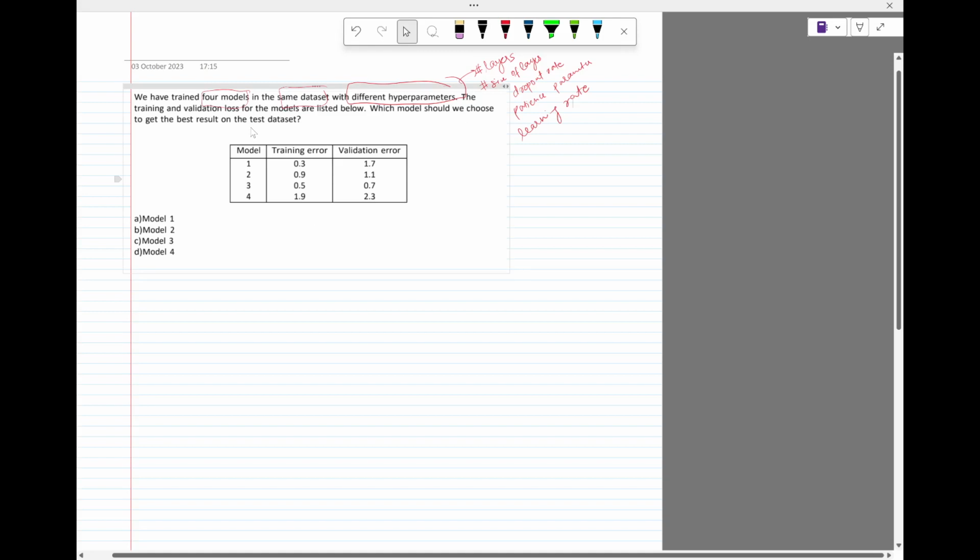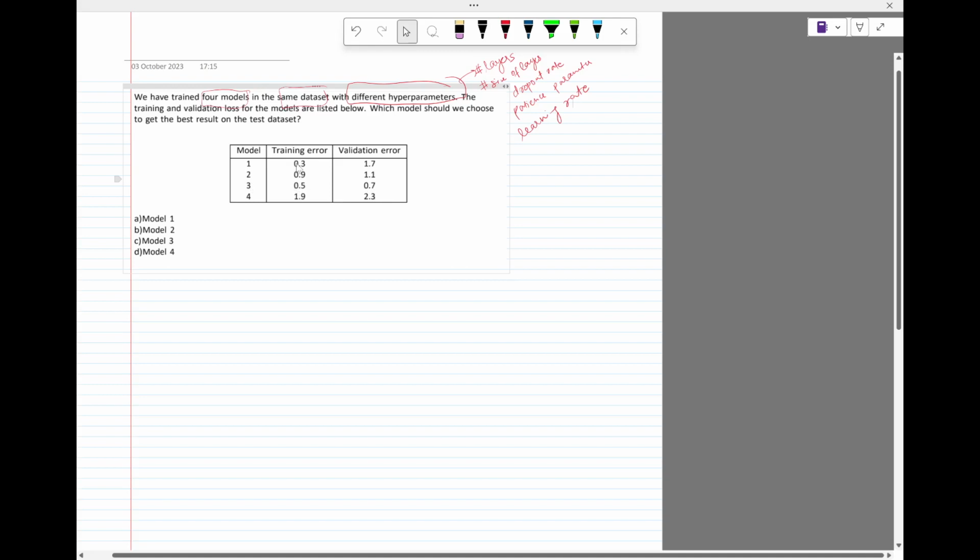So that is sort of simple, right? We use our training data to update our model parameters, and because the hyperparameters cannot be learned via gradient descent, we look at for which hyperparameter we are getting a low validation error. So if you see, the validation error is the least for model 3, right? It is only 0.7. The training error is also low, 0.5.